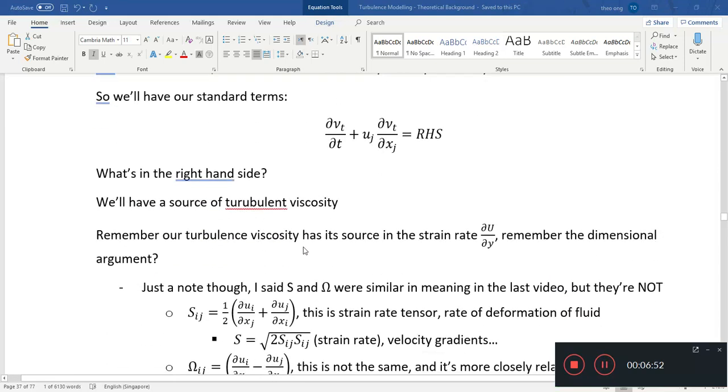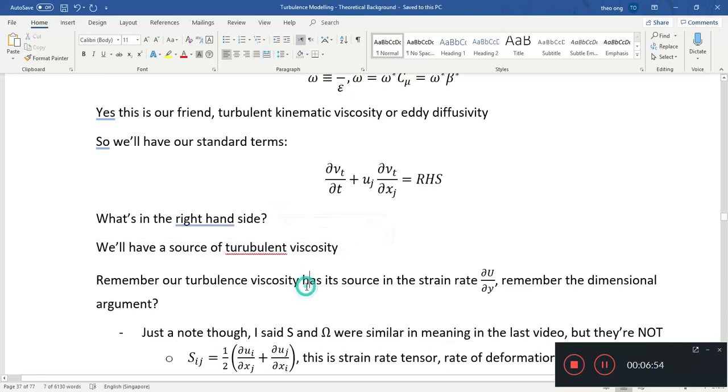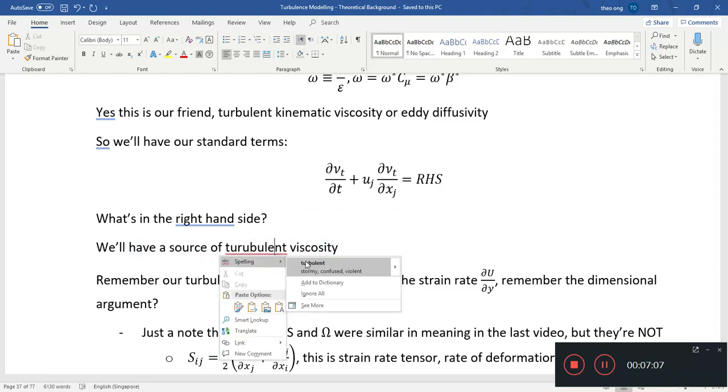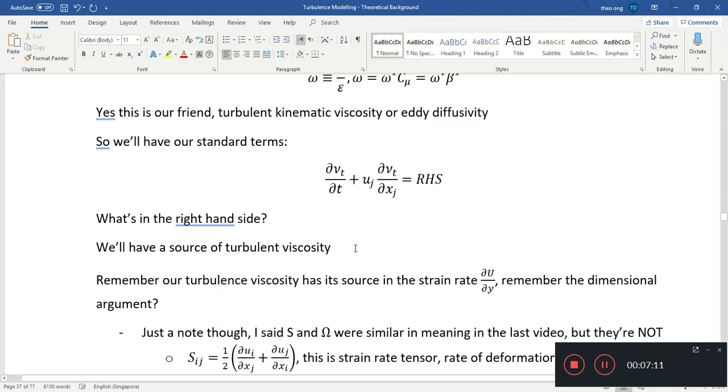Firstly, we need source terms and destruction terms. So we'll have a source of turbulent viscosity. Oh, turbulent means stormy, confused, or violent. So confused viscosity.